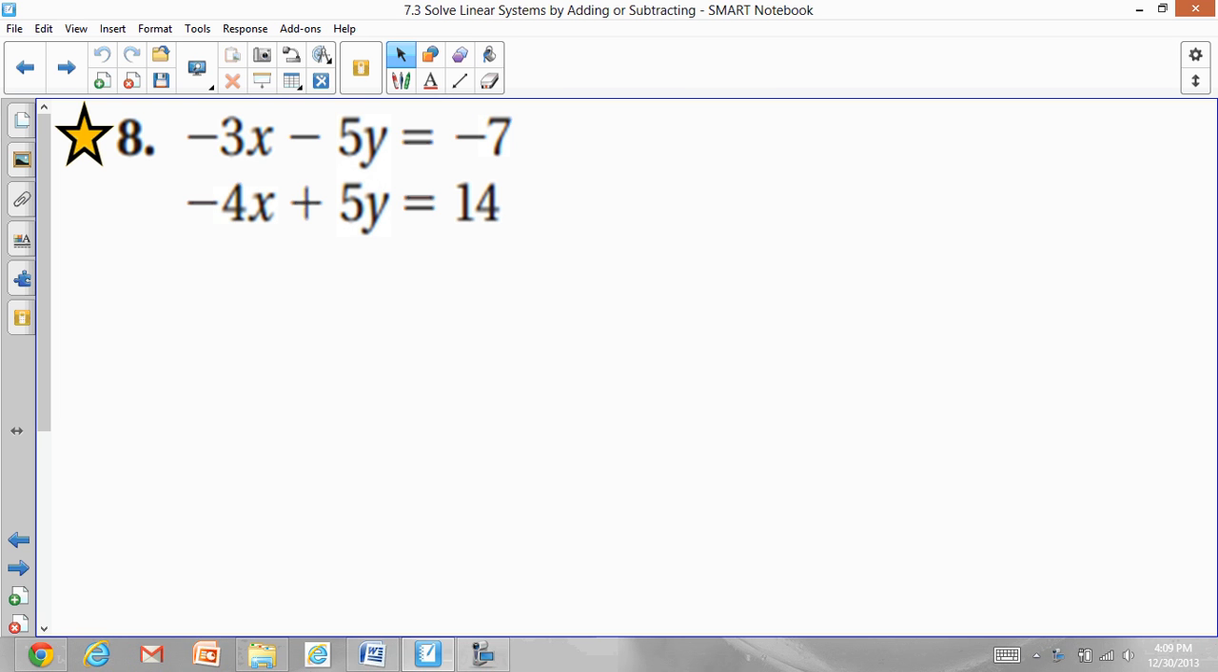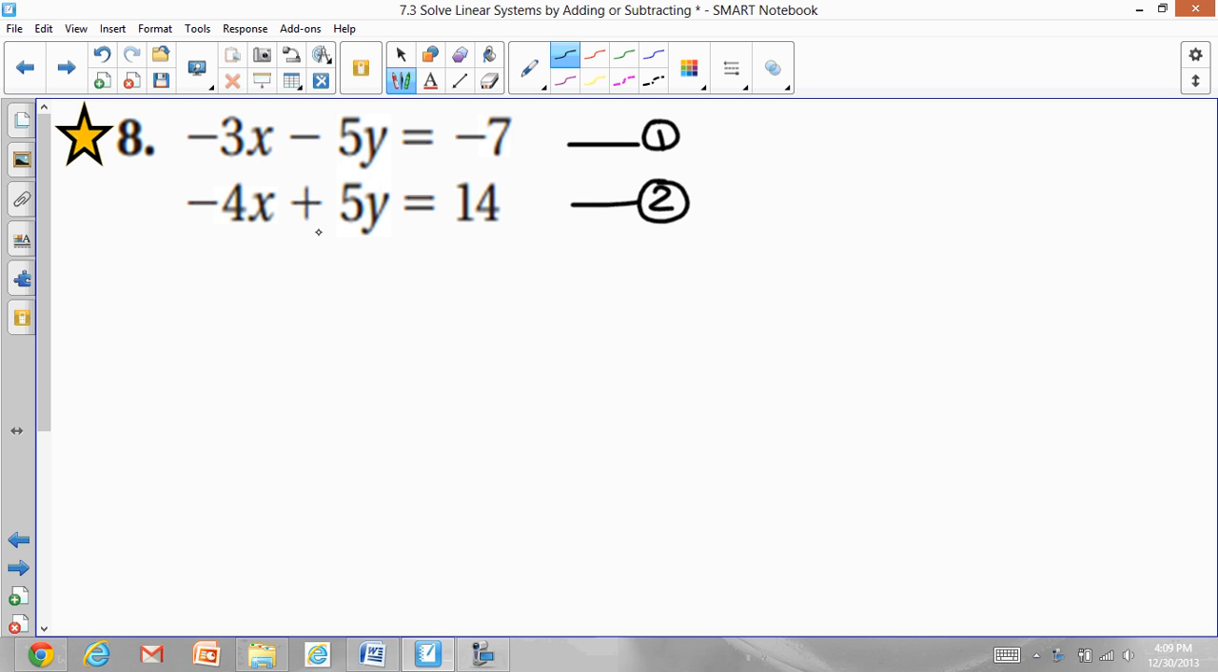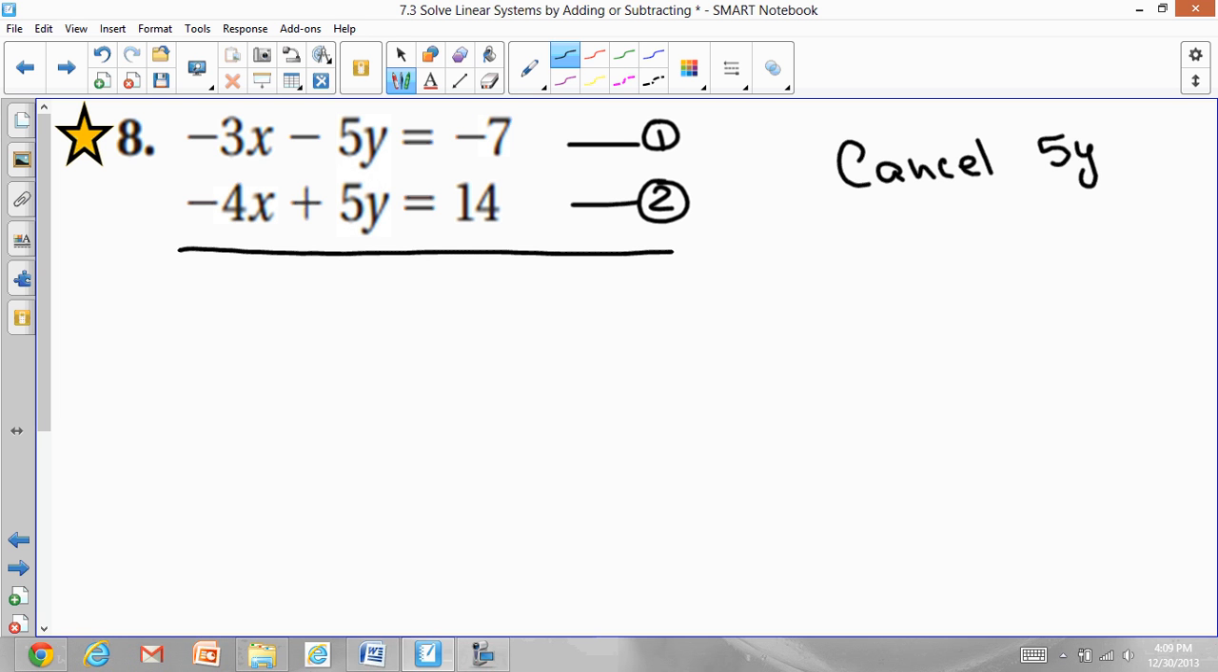So what I am trying to do is get rid of the 5y. If I look at negative 5y on the first equation, and positive 5y on the second equation, they look like they both can cancel each other. So I'm going to cancel the 5y's. Put a line, and now negative 5y and positive 5y both cancel.